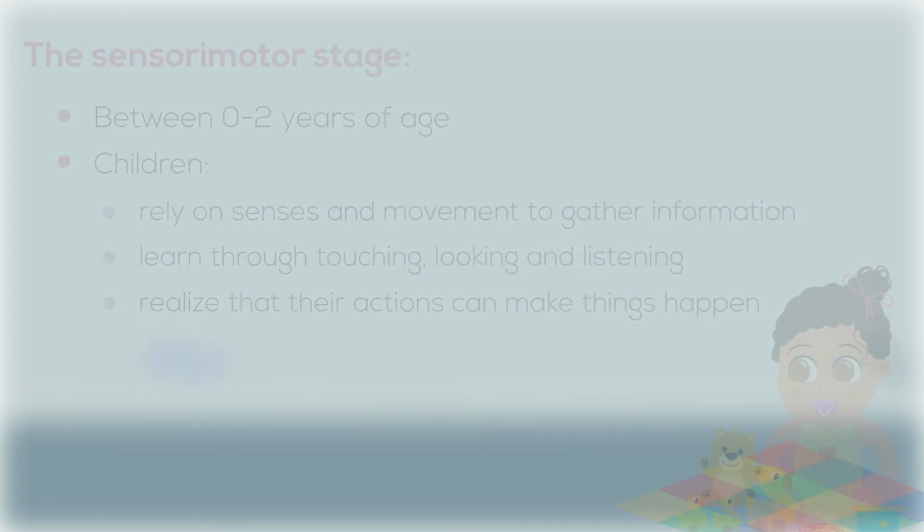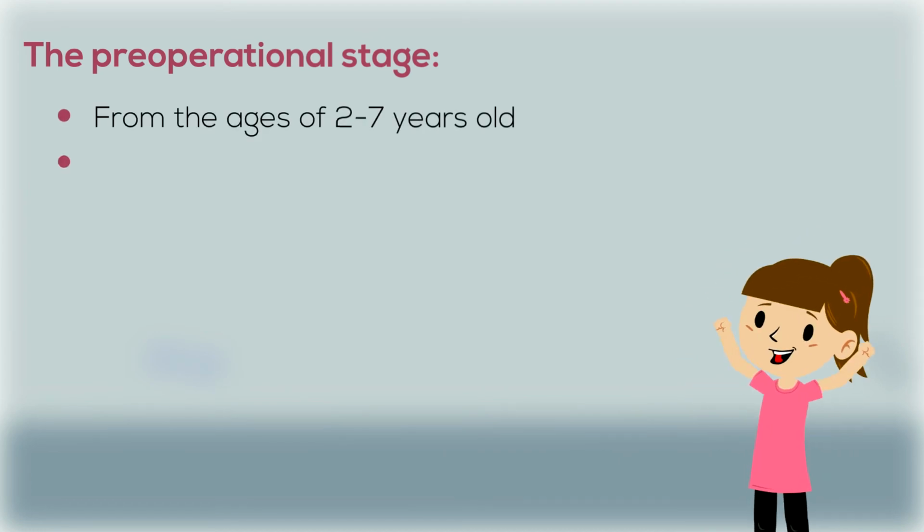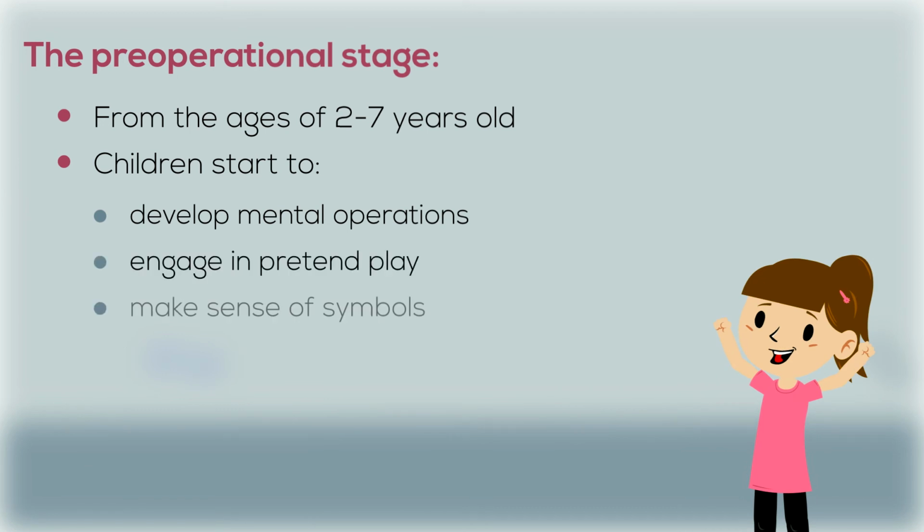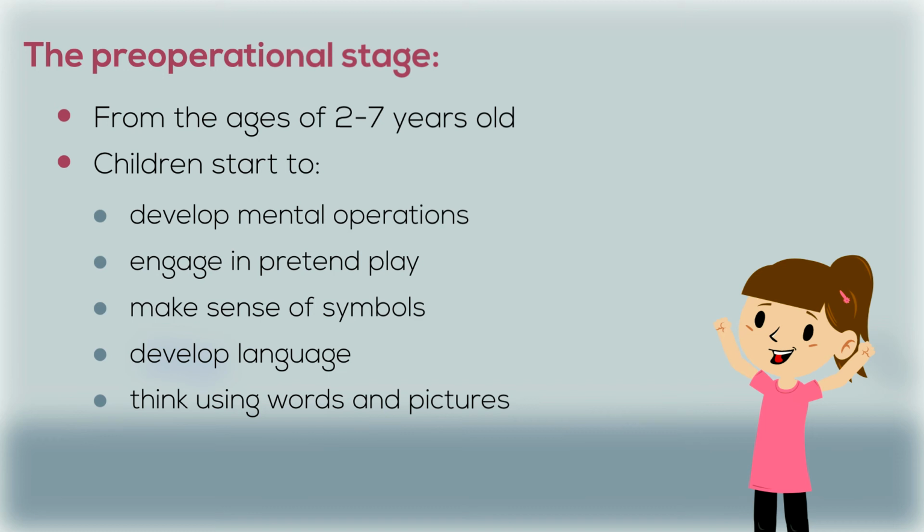At the pre-operational stage of development, from the ages of 2 to 7 years old, children start to develop their mental operations, engage in pretend play, and begin to make sense of symbols to interpret objects. They begin to develop language and thinking using words and pictures.